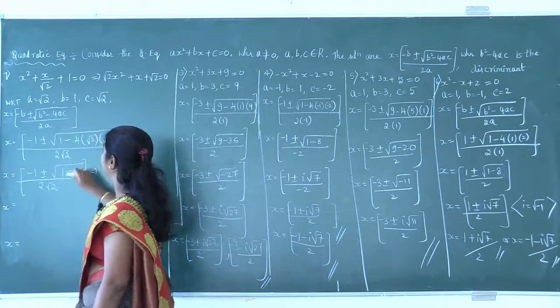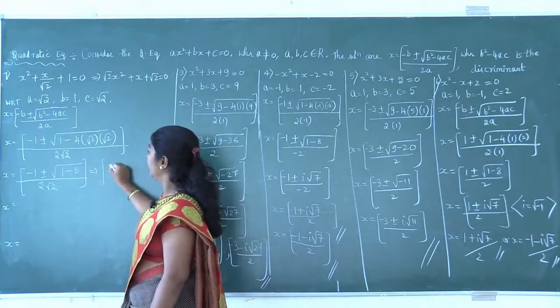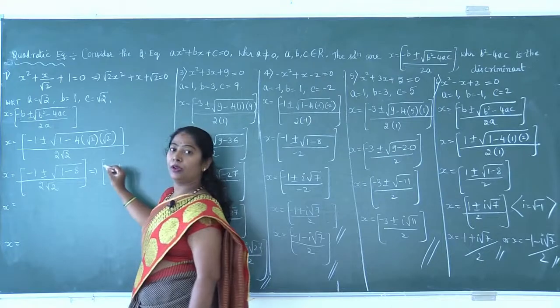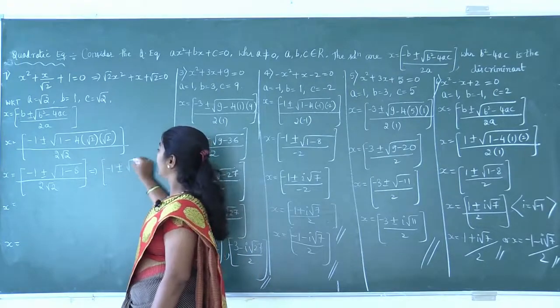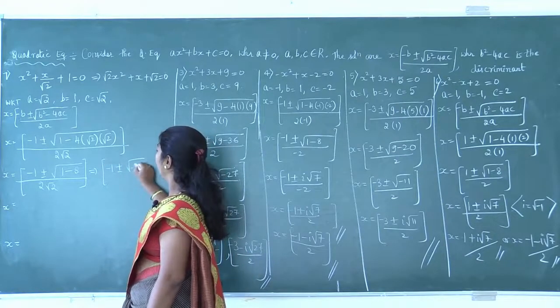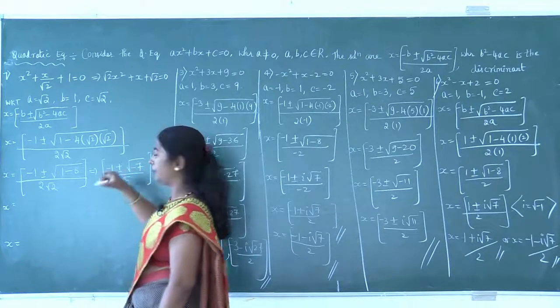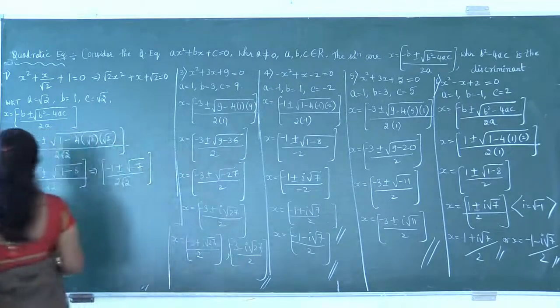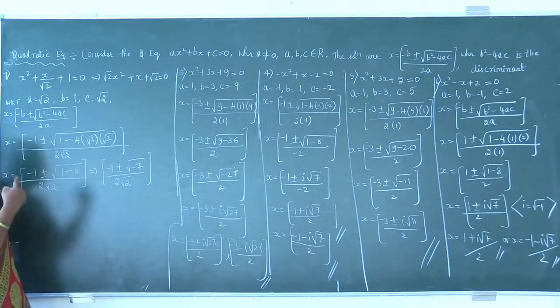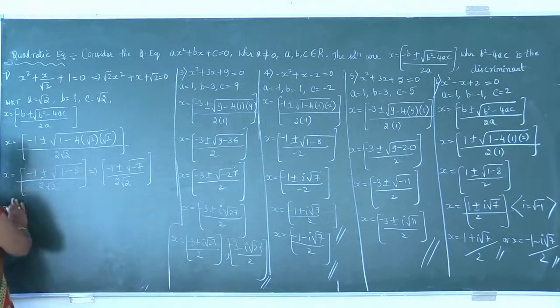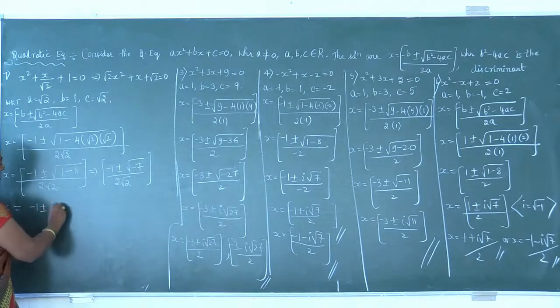So proceeding further, we have minus 1 plus or minus root of 1 minus 8, which will be root of minus 7, divided by 2 root 2. Root of minus 7 can be written as what? Plus or minus i into root 7. So x is equal to minus 1 plus or minus i into root 7 divided by 2 root 2.